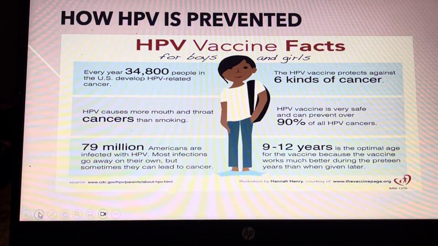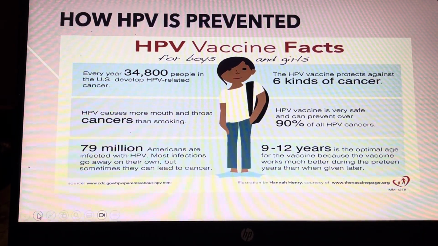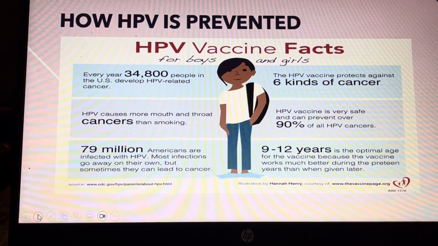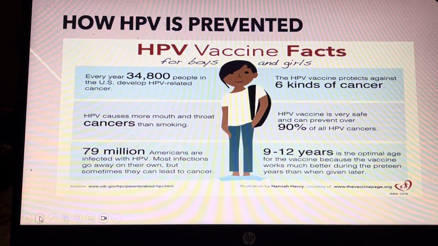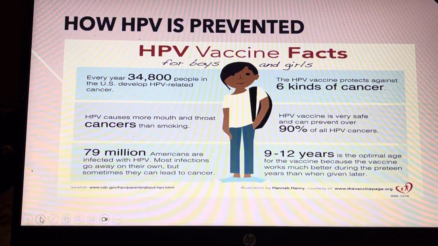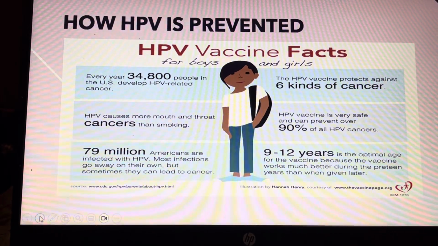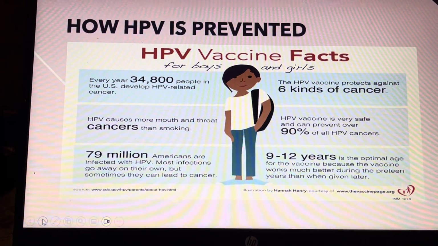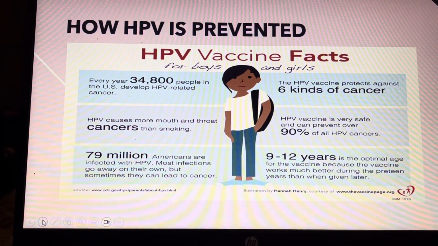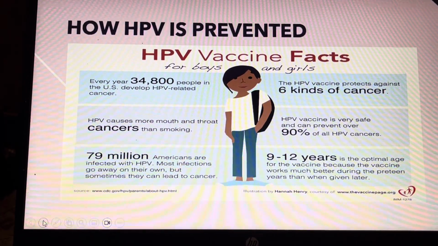The HPV vaccine protects against 6 kinds of cancer. HPV vaccine is very safe and can prevent over 90% of all HPV cancers. And lastly, 9 to 12 years is the optimal age for the vaccine because the vaccine works much better during the preteen years than when given later.